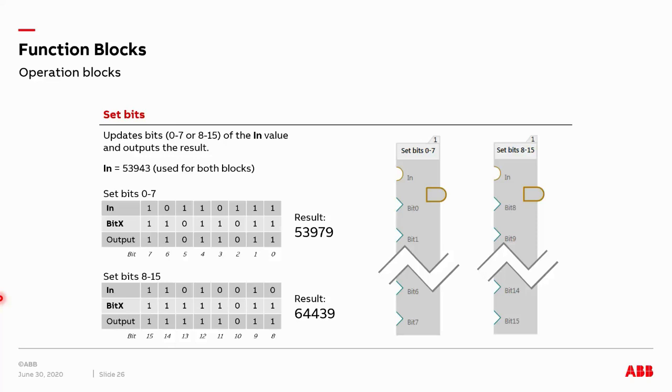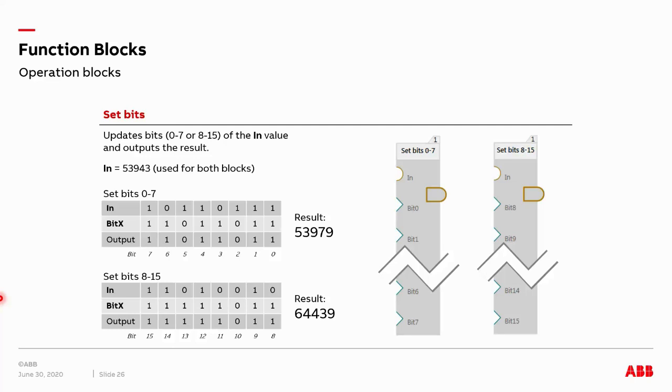So using the same input of 53,943, my inputs are still kind of the same, but it breaks down that if I use set bit 0 through 7 here, I change my bit X's to XX0, 110, 110, 11. What you'll notice is that my output switches any of the states where bit X is true where it wasn't before. So it's essentially setting all those numbers, and I'd see an output of 53,979.